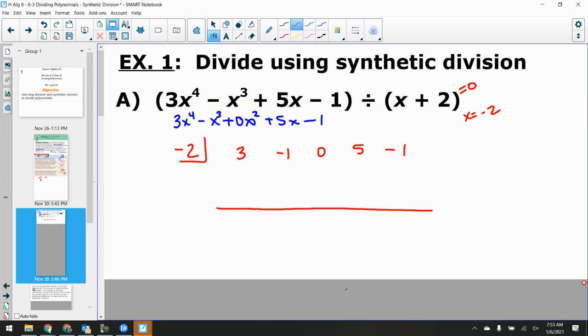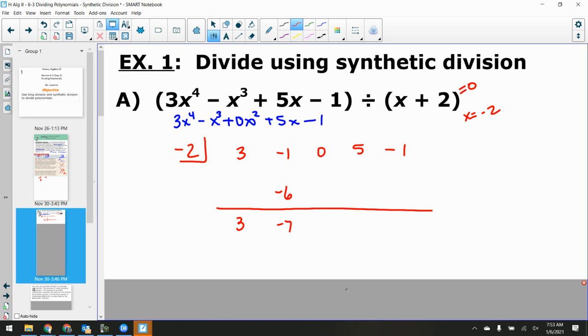Okay. So here we go. Let's start. Drop this first term down. We get a 3. Don't do anything to that first term. Just drop it straight down. And now we say the number in the box times the number below the line. -2 times 3 gets us a -6. We add vertically. -1 plus -6 is -7.